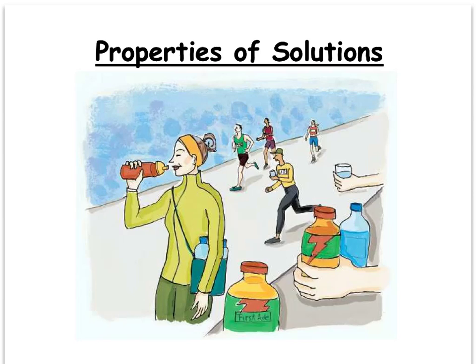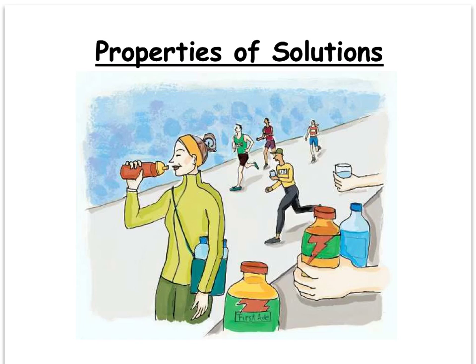So solutions like that, they can be all different kinds of things, like Gatorade. Gatorade is different electrolytes dissolved in water. The ocean, that's different kinds of salts dissolved in water. Grape Kool-Aid, that's purple dissolved in water. So you can have different kinds of things dissolved in a liquid, and that's what makes a solution.